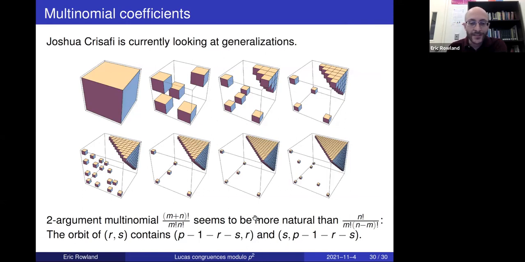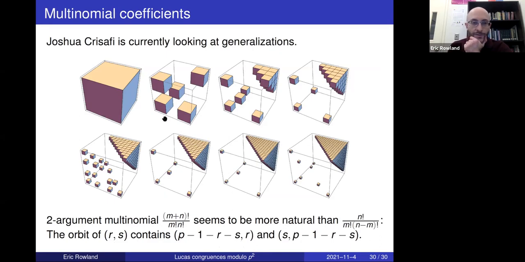But it turns out that through what he's doing, it looks like the 2-argument multinomial might be more natural than binomial. So of course, it's just a reparameterization of the same thing, but the orbit, this rotation, behaves a lot simpler in these coordinates rather than in these coordinates. So the orbit of r comma s contains these two other points, which just look a lot easier to work with, because here we have an r, here we have an s, and these other coordinates are the same, p minus 1 minus r minus s in both places.